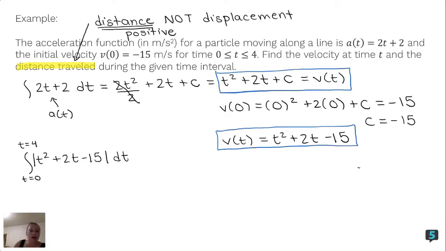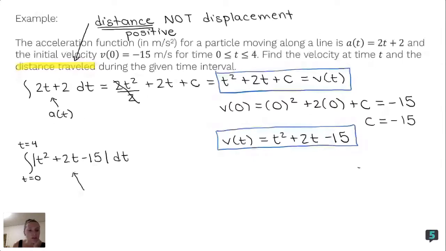Okay. Now, here's the deal. Because this is absolute value, I'm actually going to break this down into 2 parts. Remember that every absolute value function can actually be written as a piecewise function. So I need to determine when is this velocity function, t squared plus 2t minus 15, positive, and when is it negative? So let's do a little side work over here, okay?